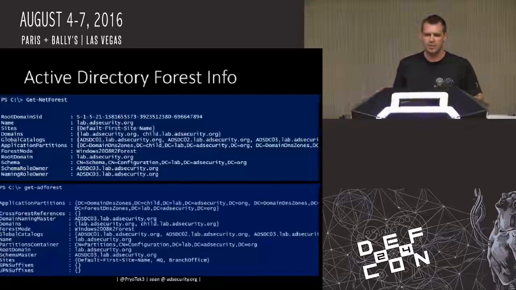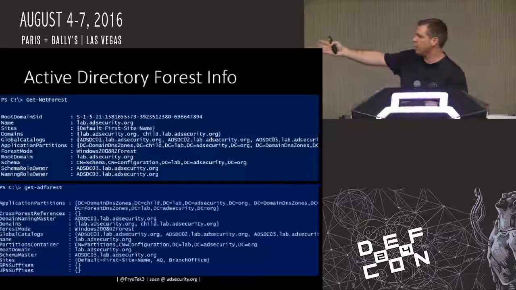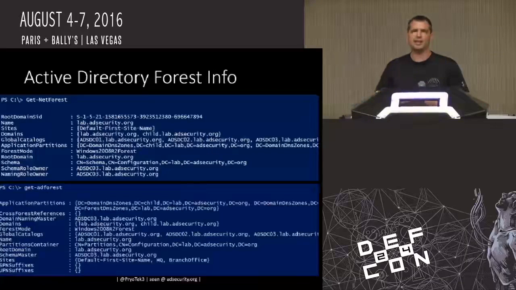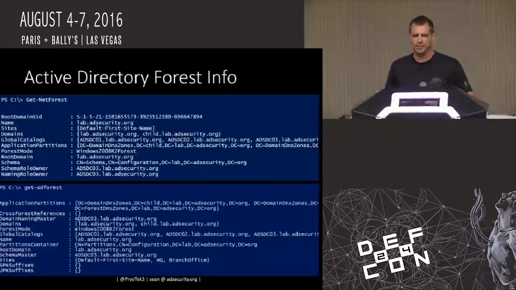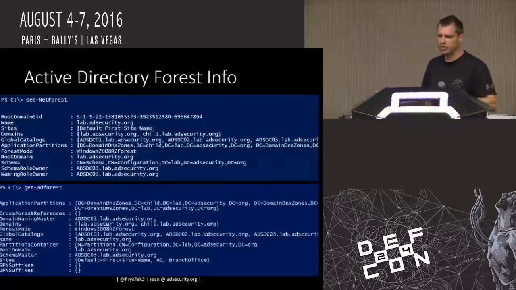you can get a list of pretty much all the domain controllers in the organization. Application partitions. This will show you, for example, in the graphic right here, that there's DNS integrated in Active Directory because they're in application partitions. The forest mode. Here it says 2008 R2 forest. That tells me what security enhancements are not available to those admins in this Active Directory environment. And then, of course, we see what the schema and the domain naming FSMOs are.